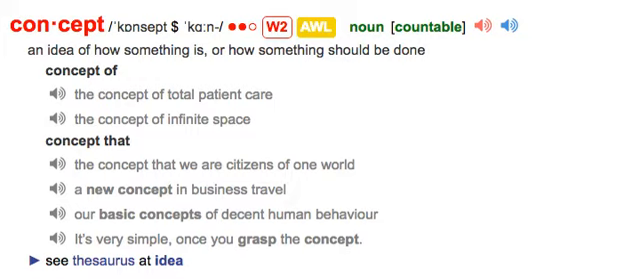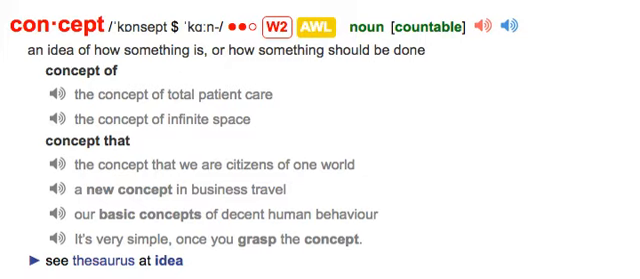Okay, let's look at the definition. Concept means an idea of how something is or how something should be done. So the key word is how. And it's an idea. It's what we think because it's abstract.